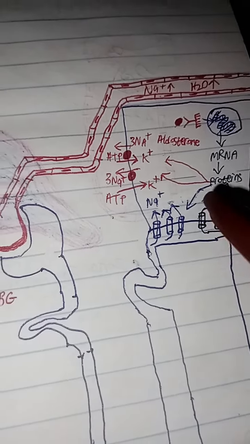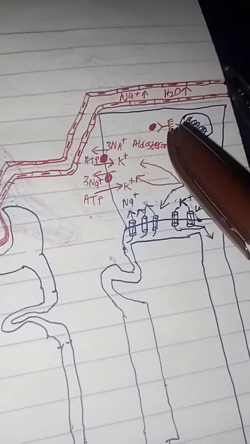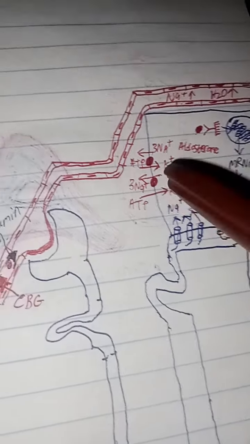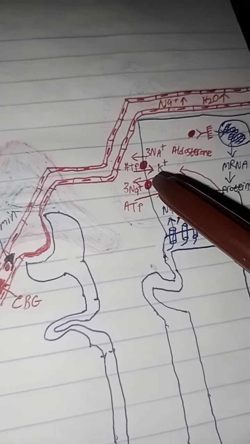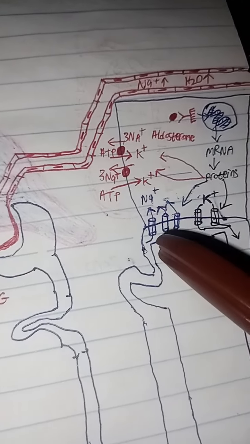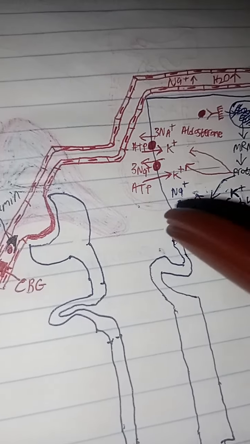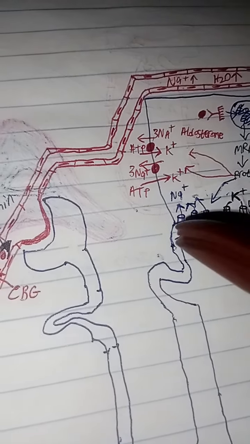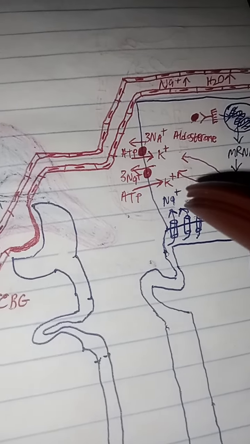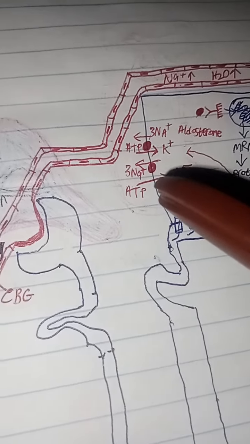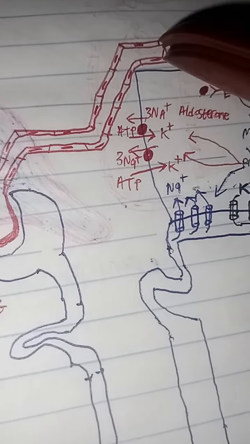Now, when it gets there, it stimulates a transcription factor. It produces protein. What protein? It produces the sodium potassium ATPase, sodium channels and potassium channels. And these sodium channels allow sodium to flow into the cell. Now, this sodium can also take part in the sodium potassium ATPase or go straight into your blood.